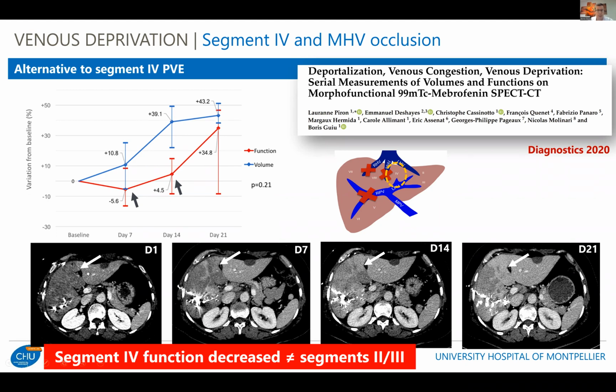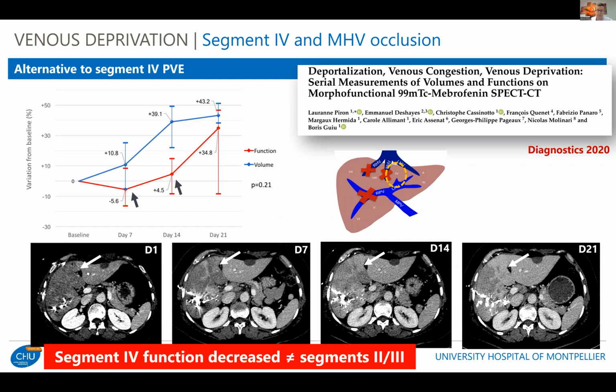And this congestion is decreasing slowly, but progressively over the next 2-3 weeks. But during this time, segment 2-3 are increasing their function a lot due to the embolization. But what is interesting from this mebrofenin study is that segment 4 function is not increasing and is even decreasing, meaning that this technique, embolizing the middle hepatic vein, could be a good alternative to segment 4 PVE, which, as you know, is a technically challenging and risky procedure.